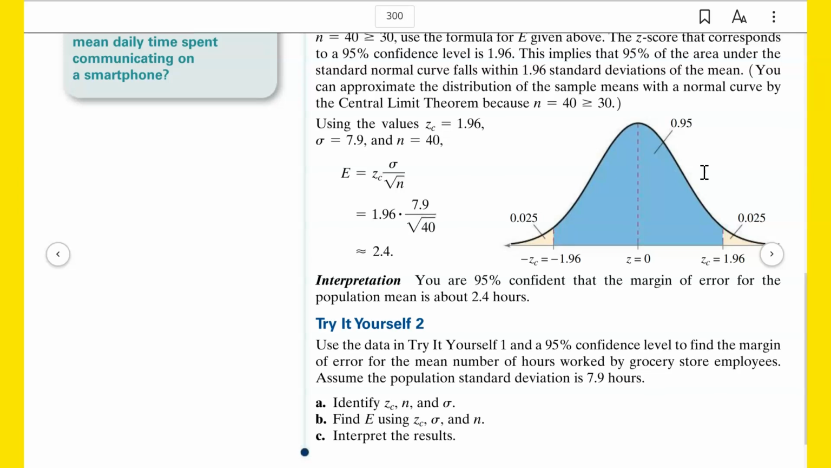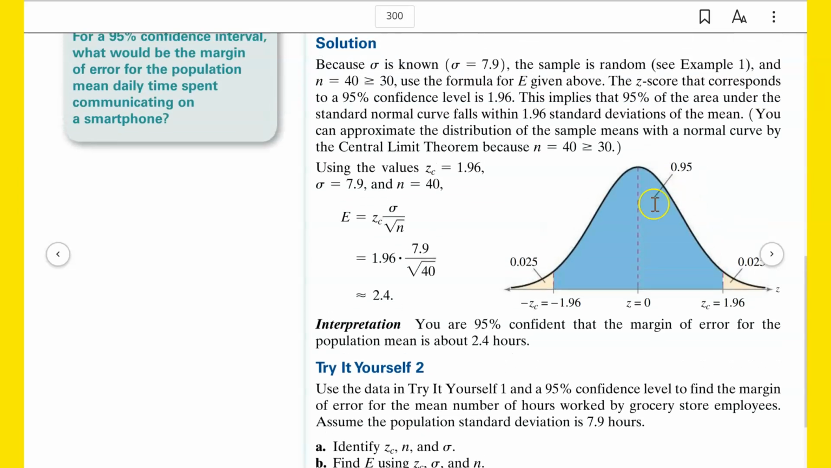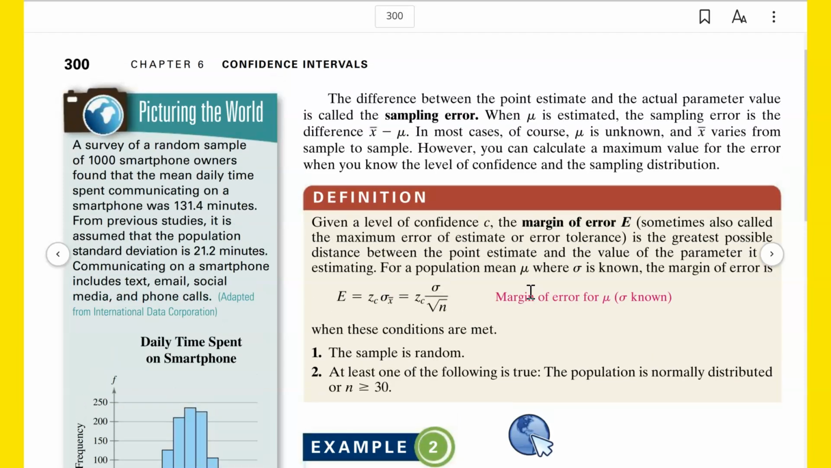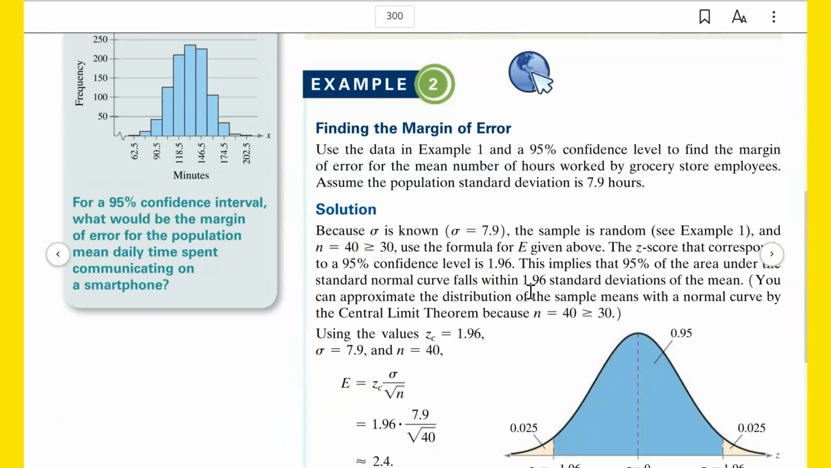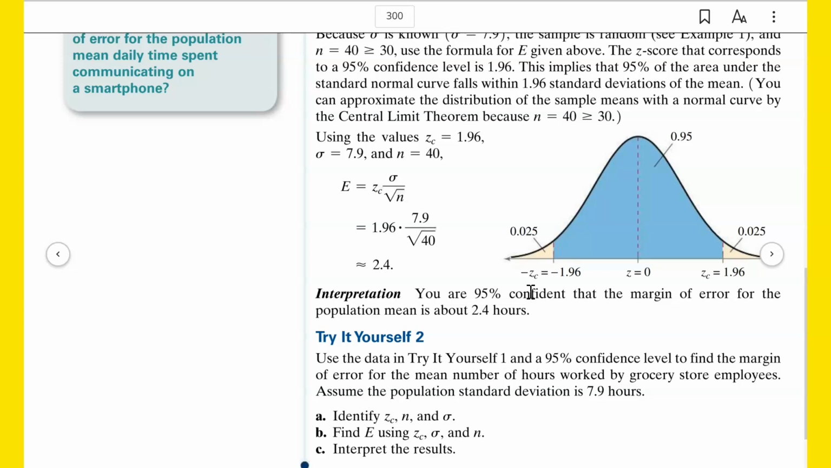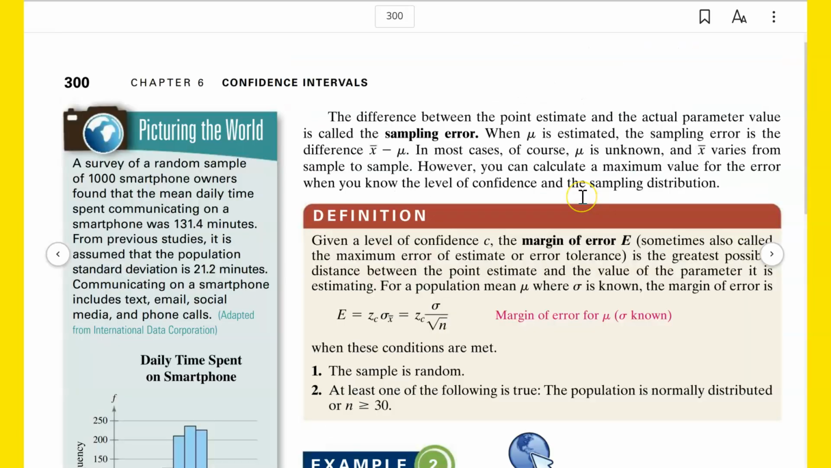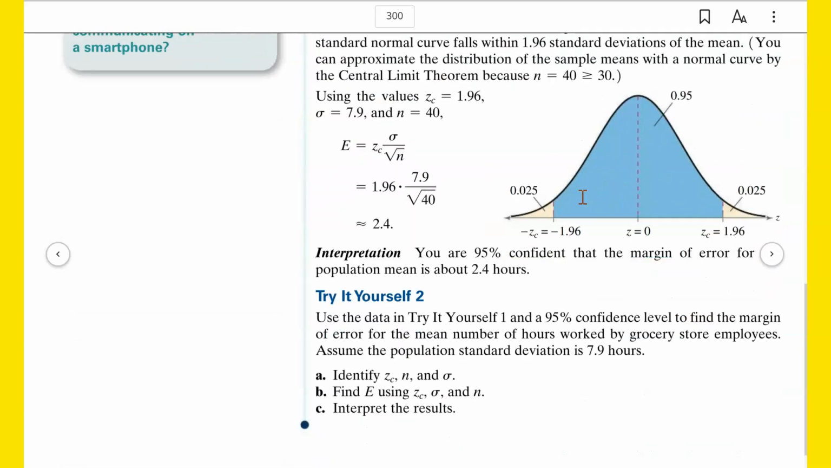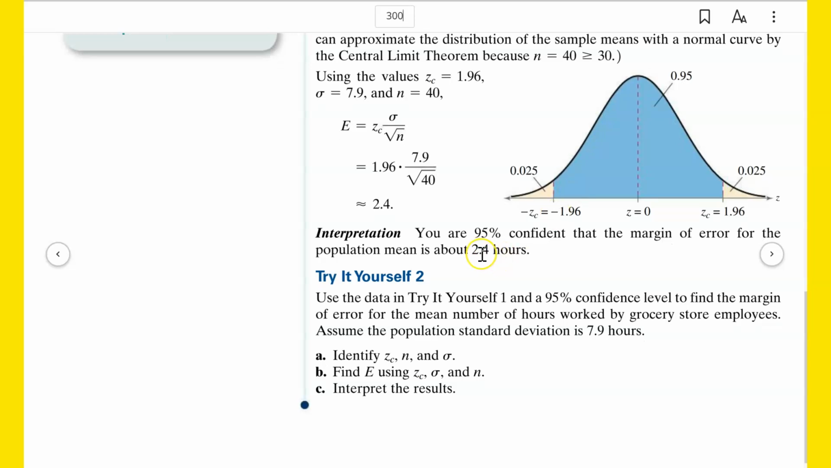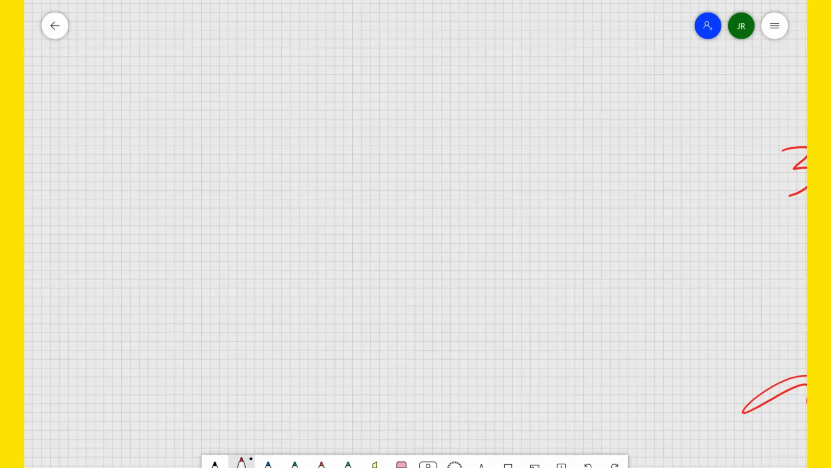The confidence interval is actually going to be the mean of my sample plus or minus my margin of error. So let's go ahead and talk about how we would do that. Remember that the mean of that sample was 29.6. So 29.6, that was my X bar. That was my sample mean.